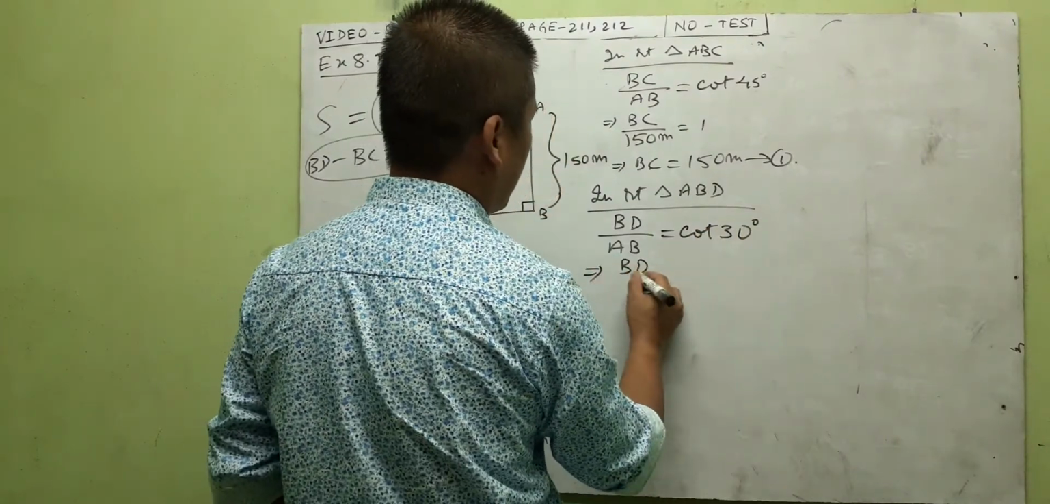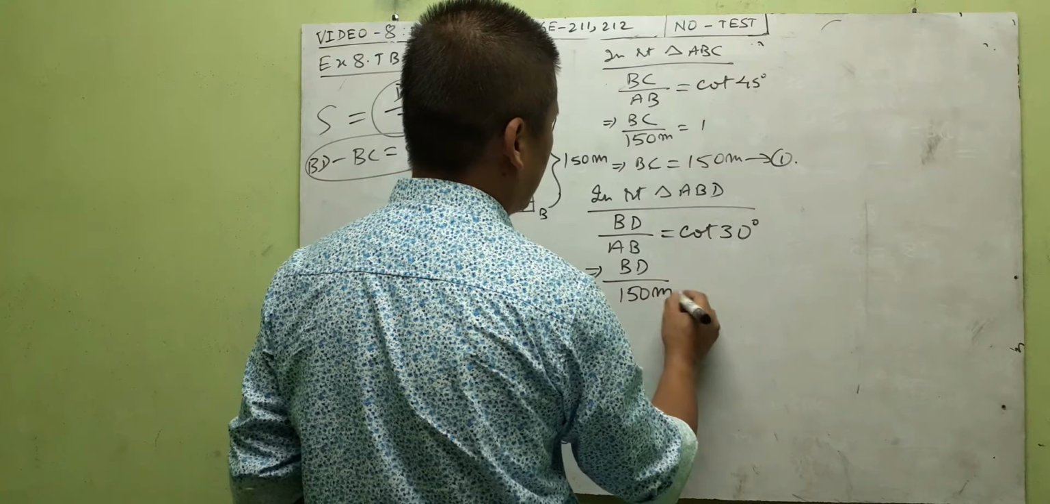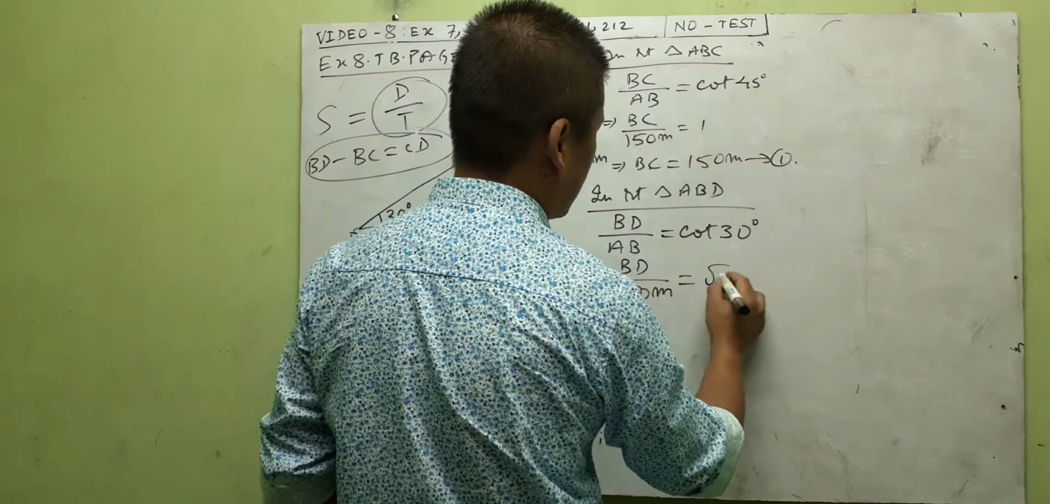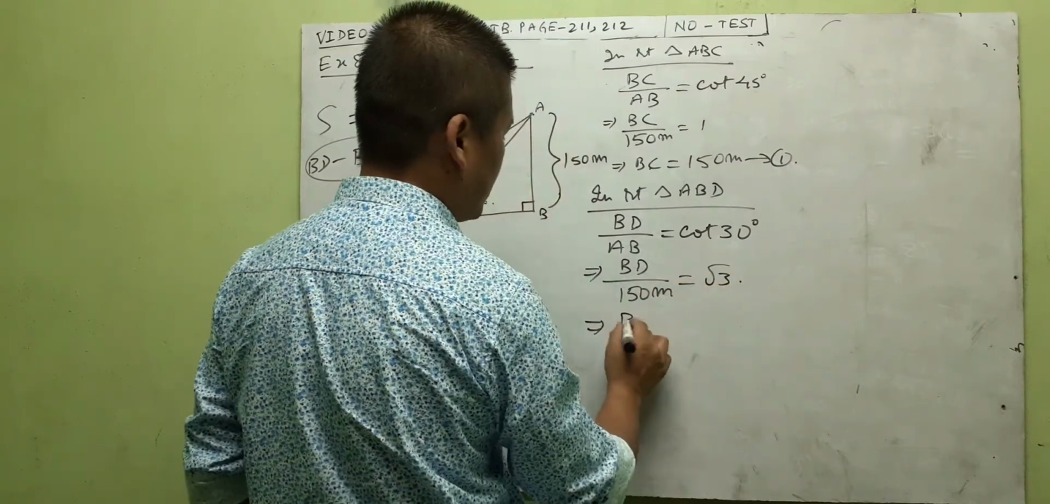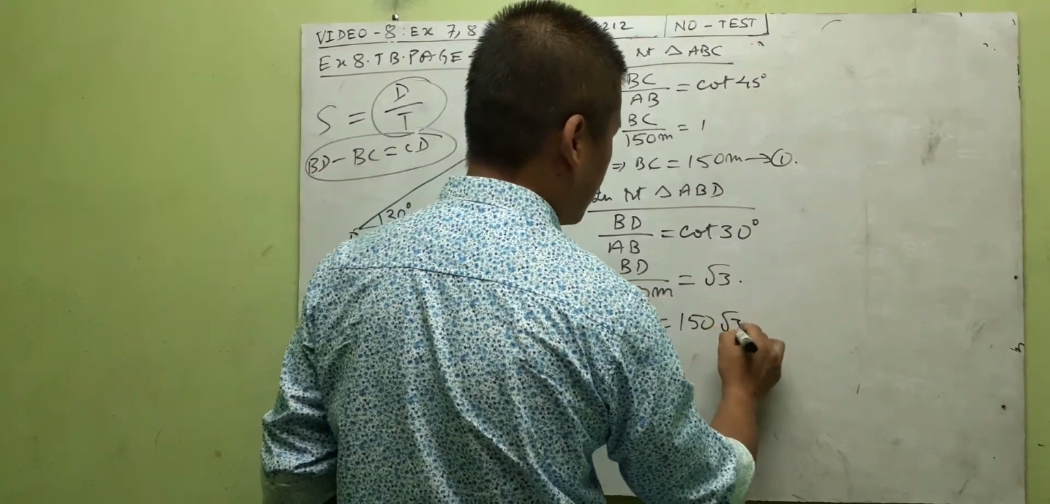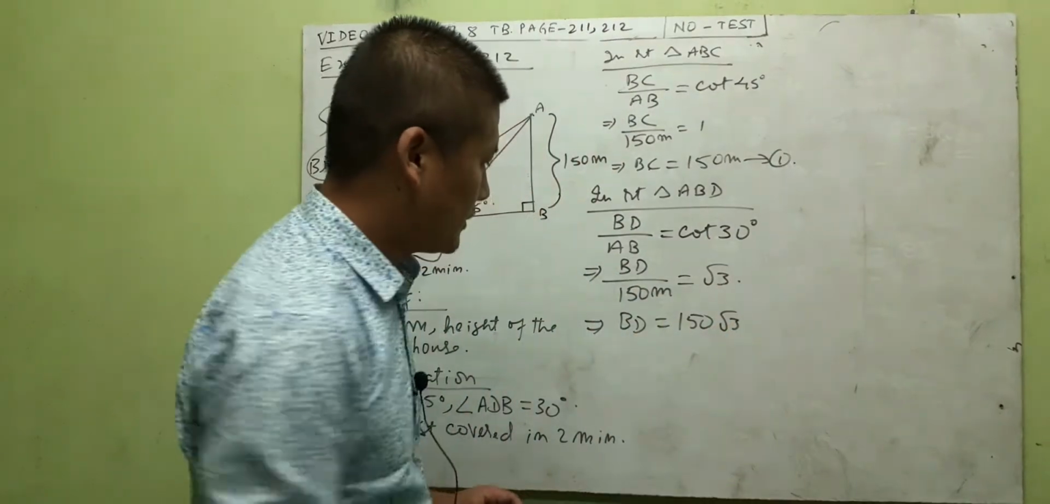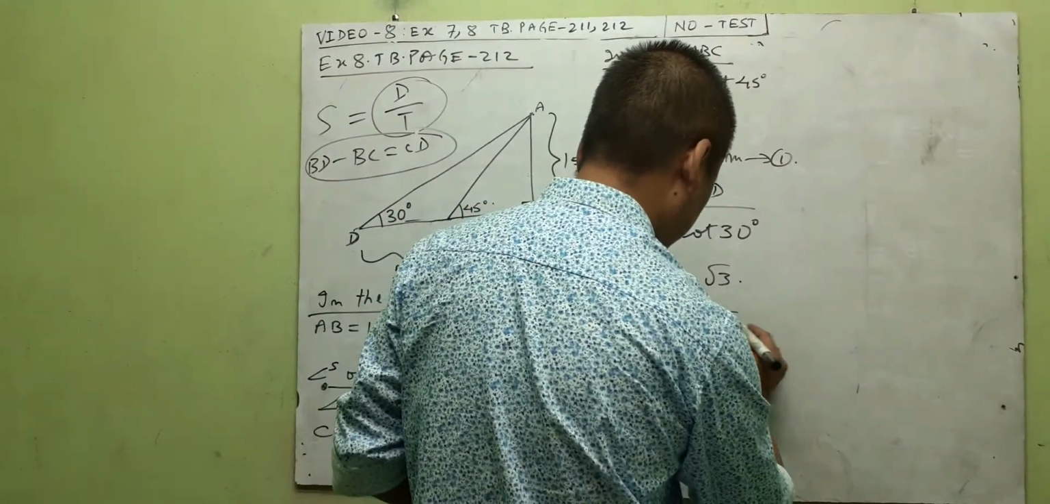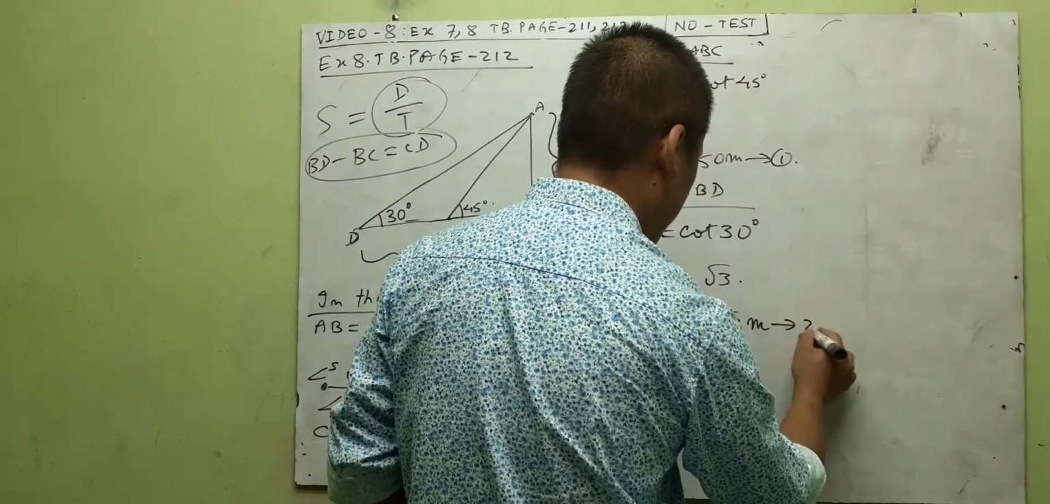Now AB is 150 meter, very clearly the height of the lighthouse, and cot 30 degree is root 3. So BD will be 150 multiplied by root 3 meter. Okay, 150 root 3 meter. Put this one as 2.